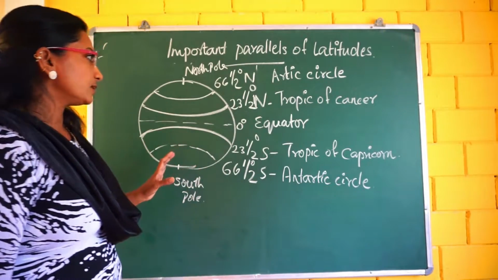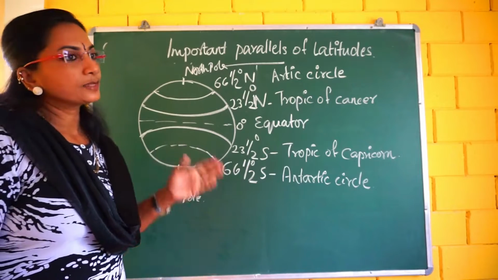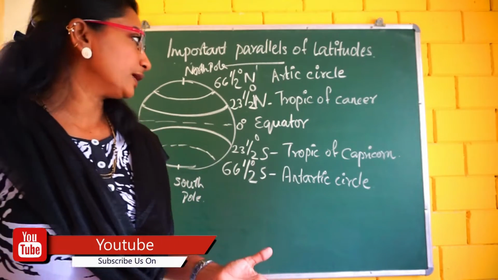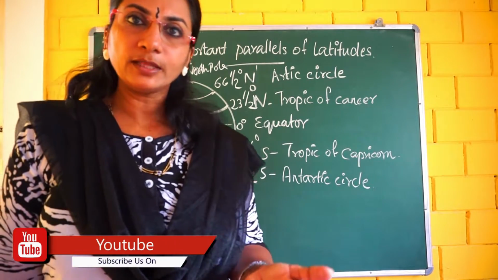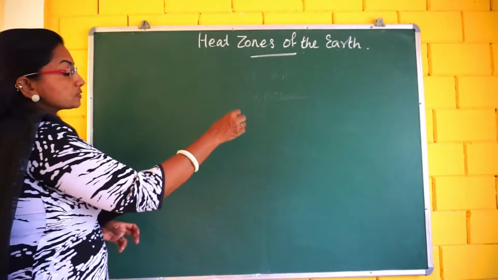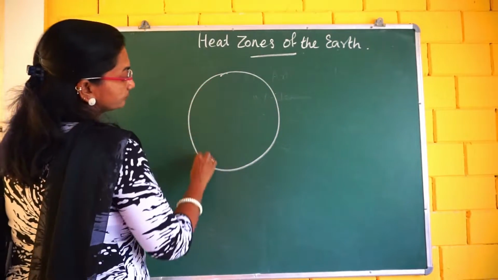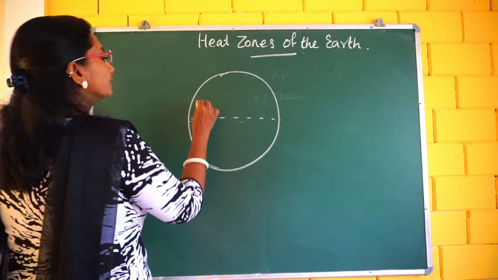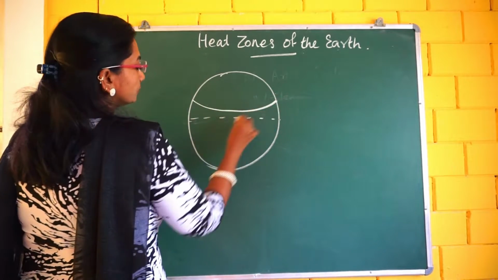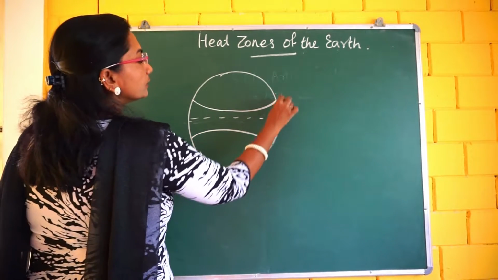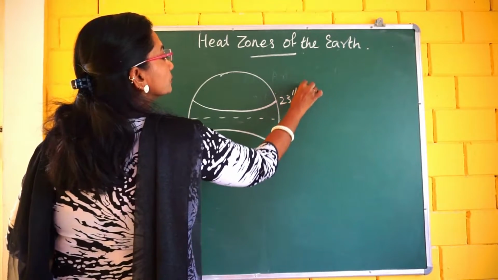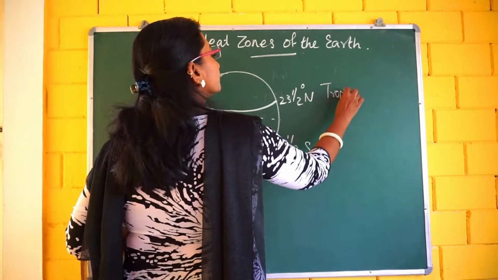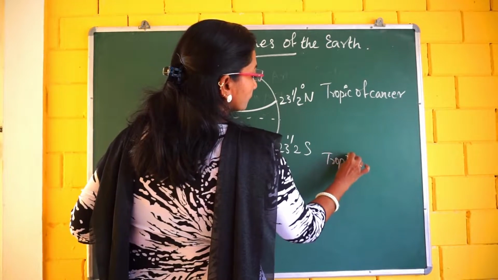Okay, now we understand about the important parallels. With these latitudes, we divide the Earth into a few heat zones. Next, our topic is about the heat zones of the Earth. Always we are drawing the equator. We learned about the 23 and 1 by 2 degree north and 23 and 1 by 2 degree south parallels of latitude. This is the Tropic of Cancer. This is the Tropic of Capricorn.